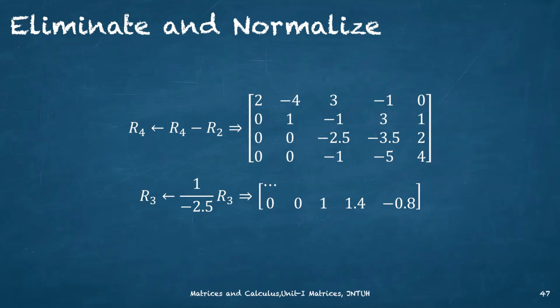Eliminate and normalize. Next, we eliminate the second entry in row 4 using row 2. We replace row 4 with row 4 minus row 2. This gives us a new row 4: 0, 0, minus 1, minus 5, 4. Then we move to row 3 and normalize it by dividing the entire row by minus 2.5. This makes the leading entry in row 3 equal to 1. The updated row 3 becomes 0, 0, 1, 1.4, minus 0.8. These steps help us move closer to the echelon form, making it easier to identify the rank of the matrix.